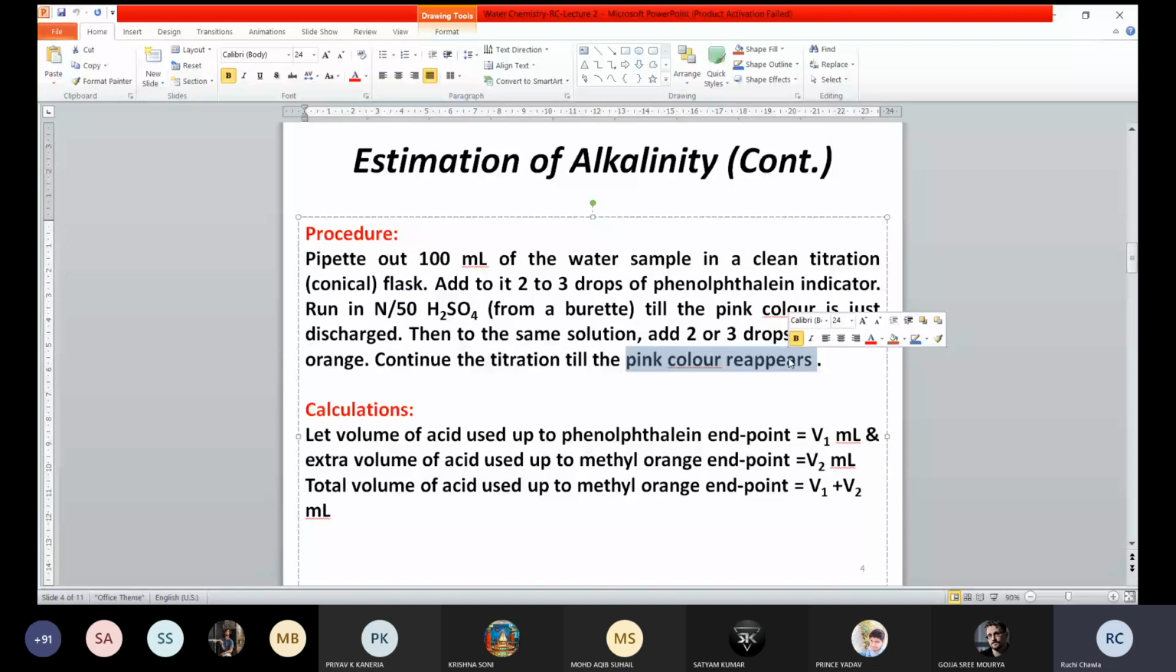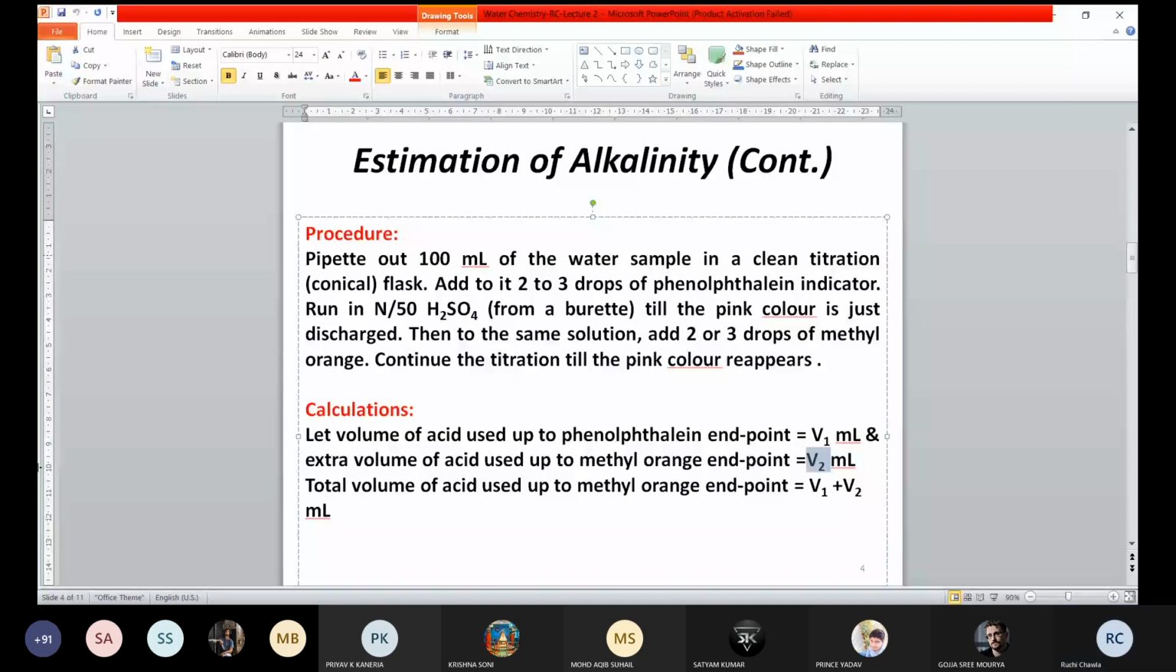So the extra volume of acid that you will add after V1, say that is V2 ml, to reach methyl orange endpoint. If I ask you what is the total volume of acid that has been consumed up to the methyl orange endpoint, what is going to be the total volume? Phenolphthalein endpoint was V1. Extra volume that you added after that is V2. So what is the total volume? V1 plus V2. So this much is clear to everyone about the experimental procedure.